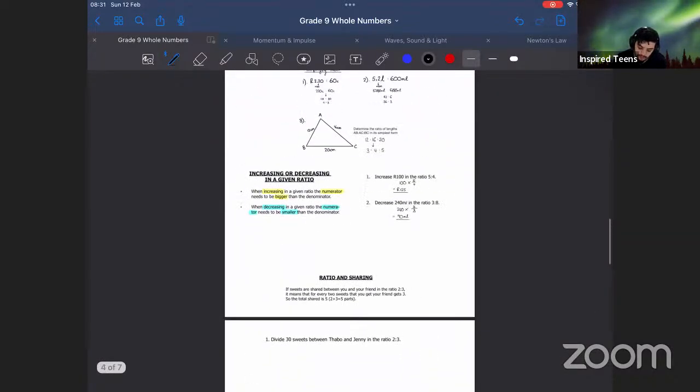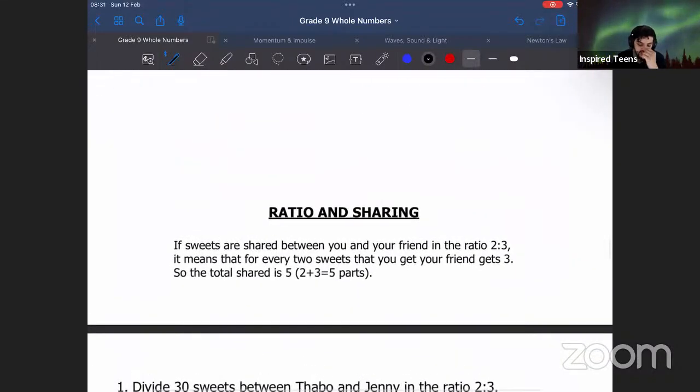Okay, now let us talk about ratio and sharing. If sweets are shared between you and your friend in the ratio 2:3, it means that for every 2 sweets that you get, your friend has 3. So the total shared is 5. 2 plus 3 = 5 parts. This is important to understand when you are sharing ratios.